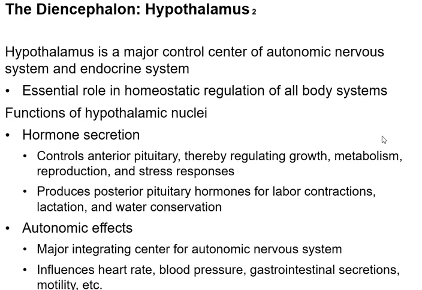When you study the endocrine system, you're going to talk about the hypothalamus in great depth, because it is the puppet master that controls the pituitary. And the pituitary has a great number of the hormones that control your whole body. So it's one of the major control centers of the autonomic nervous system and the endocrine system. So it's very, very important.